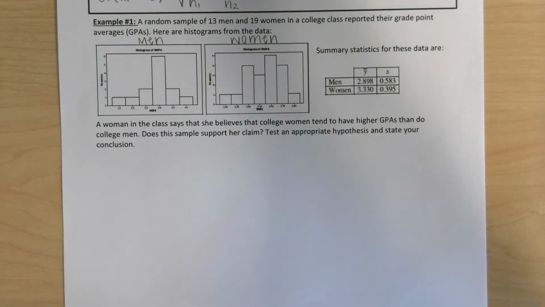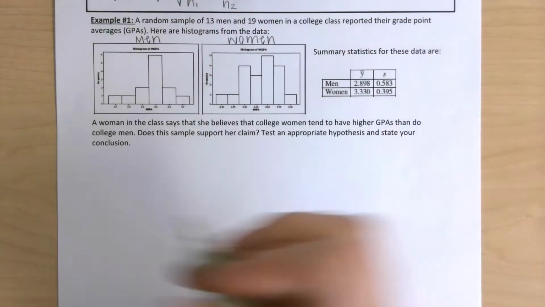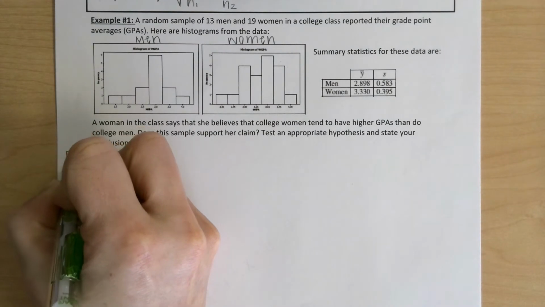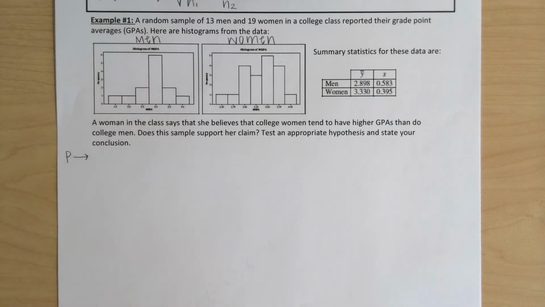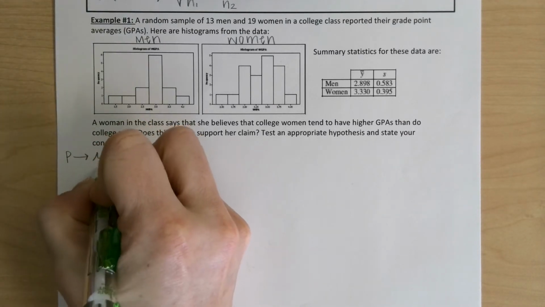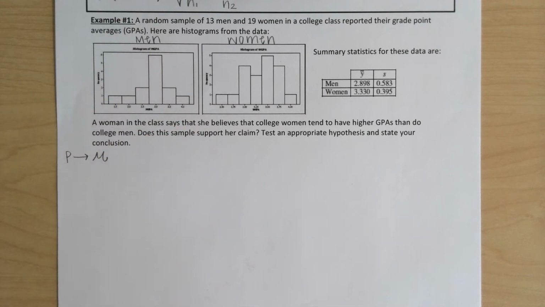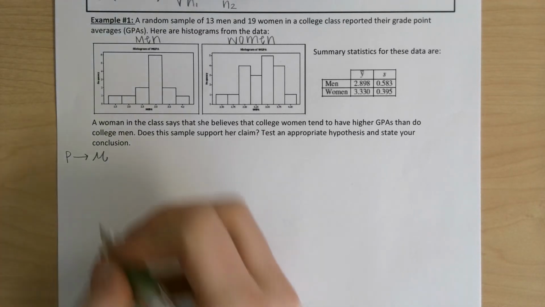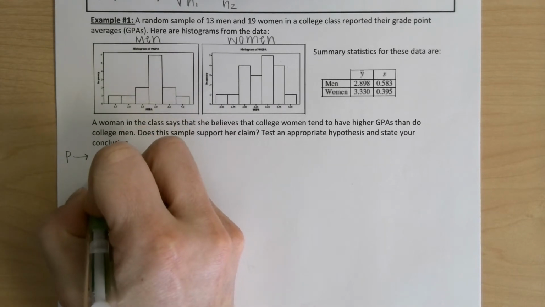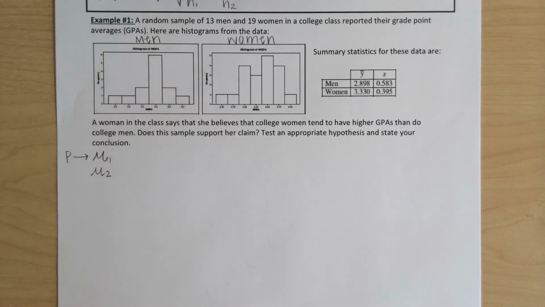Okay, now we're going to go through PHANTOMs again. The P of PHANTOMs stands for the parameter. So we're going to list what we think is happening in the population. For hypothesis testing for one sample, we just listed what mu was, right? We said the average GPA would be 4, the average GPA would be 3.5. Well, now I have two groups. I have men and women. So I'm going to have mu1 and mu2.